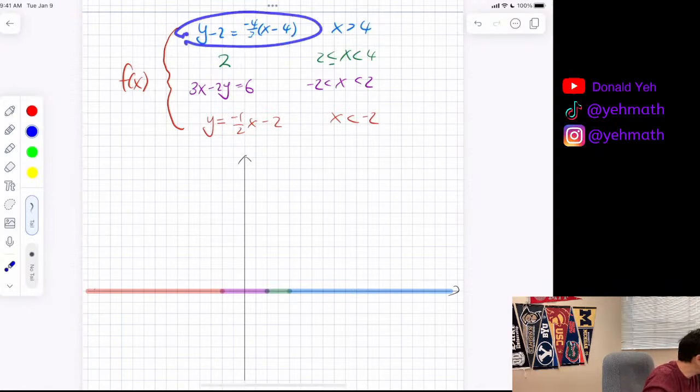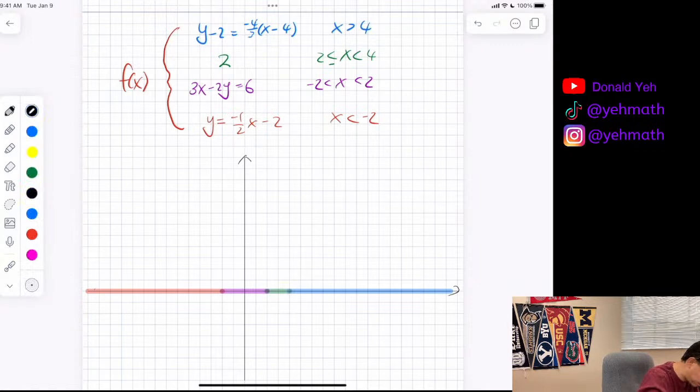Okay, so where do I start? Which point do we start with? 4, 2 is good. You start with 4 and 2 right here, and that's going to be an open circle. So that's going to be an open circle here.